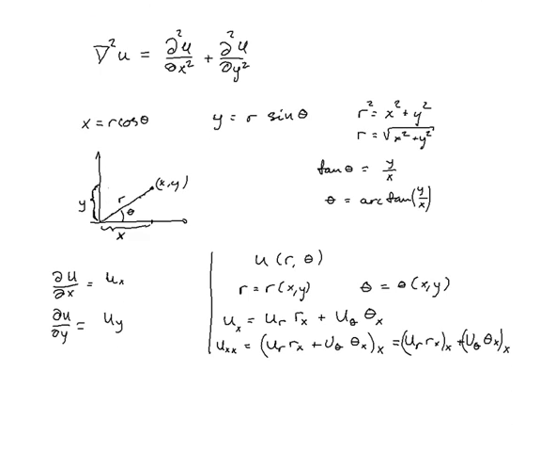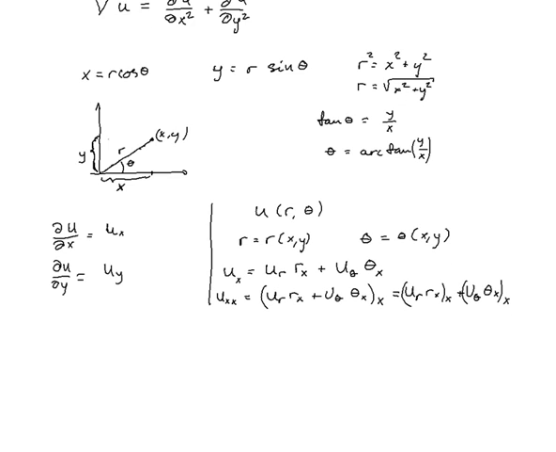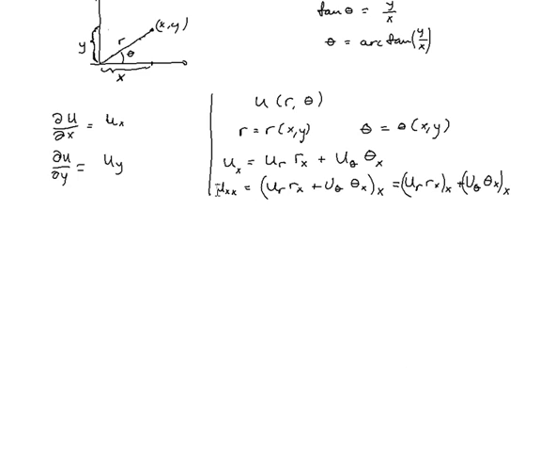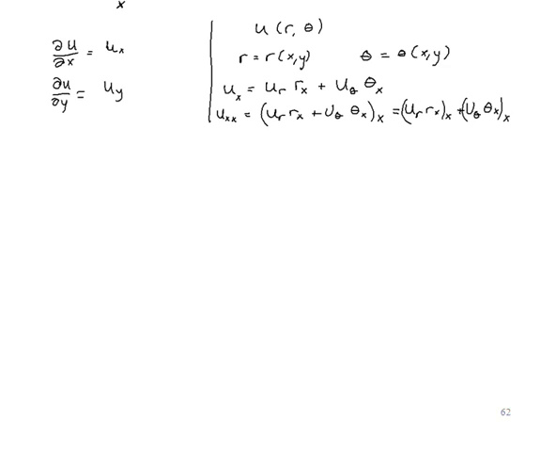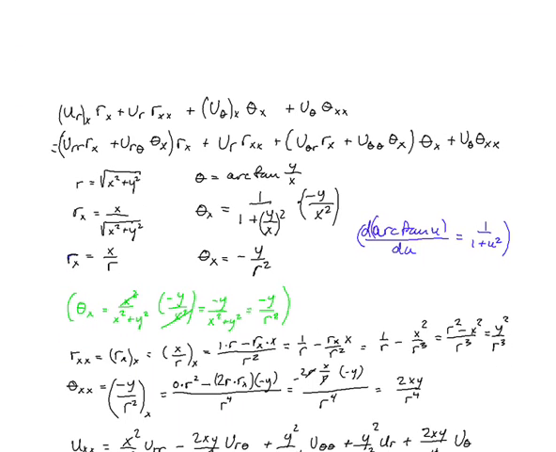Using the chain rule two times, we are able to find that the second derivative of u with respect to x is given by this expression. And using the chain rule once more, we end up with this expression for the second derivative of u with respect to x.